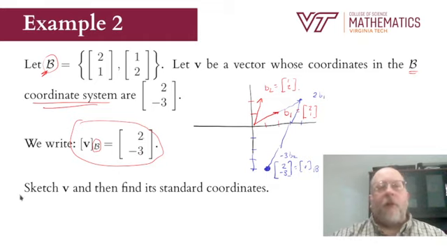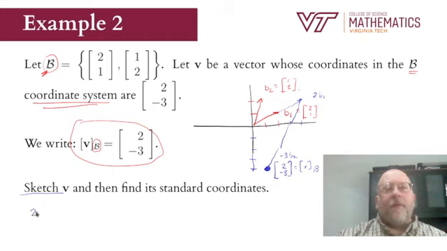So the problem says to first sketch V. Well, we just did that right here. And now let's find standard coordinates. What is the standard way we would refer to this point? Well, we would figure out what 2 copies of (2, 1) are, minus 3 copies of (1, 2). What is that linear combination when we weight this? In the top row, we get 4 minus 3 is 1. In the bottom row, we get 2 minus 6 is negative 4.